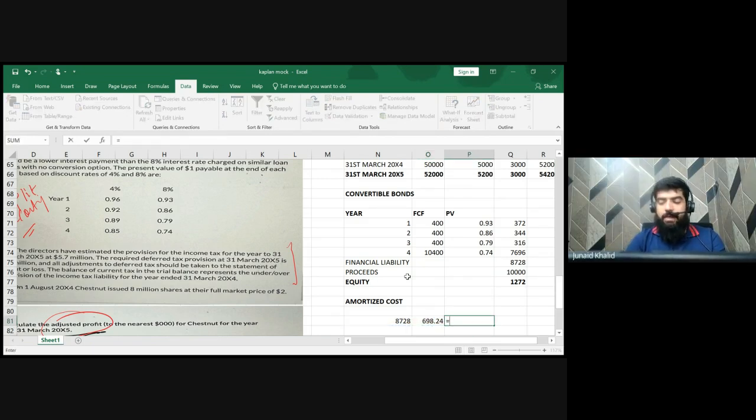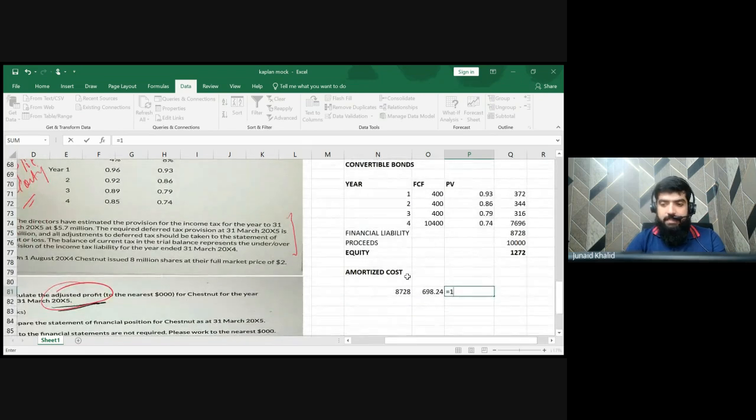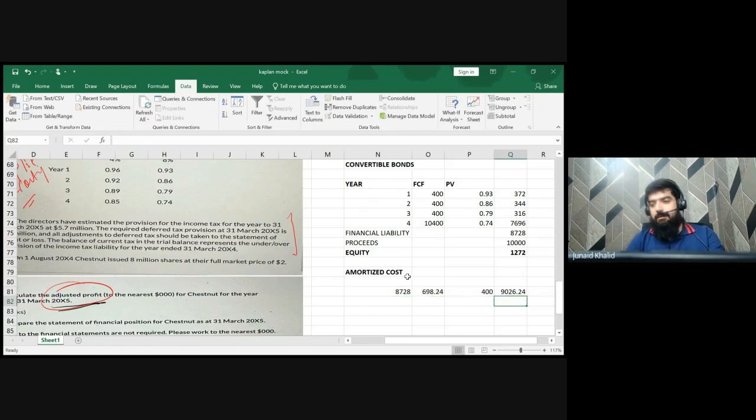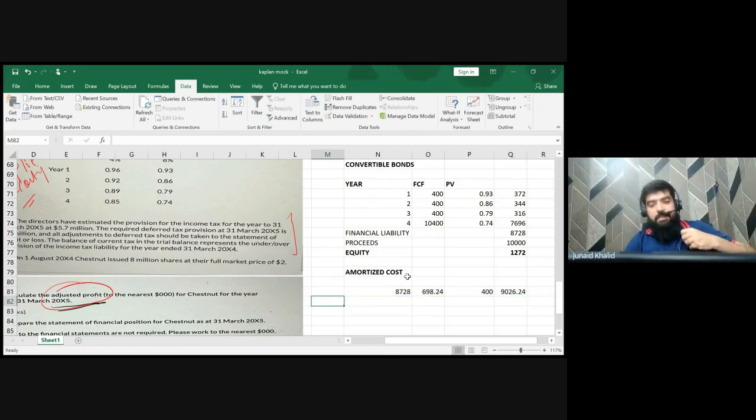Then we are going to apply the coupon rate, 4%, on 10,000. Very good. Excellent. So the closing liability would be calculated. Yes, so we are done with that particular adjustment as well.